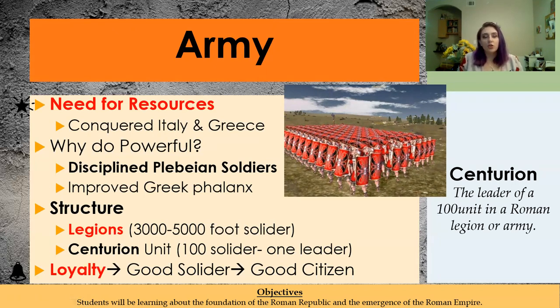They also structured their army very well. They broke everything into legions, which were about 3,000 to 5,000 foot soldiers. And these legions then had centurion units. And these were 100-soldier units that would form together, live together, do everything together to form harmony. And they would form these phalanx-type centurion units.